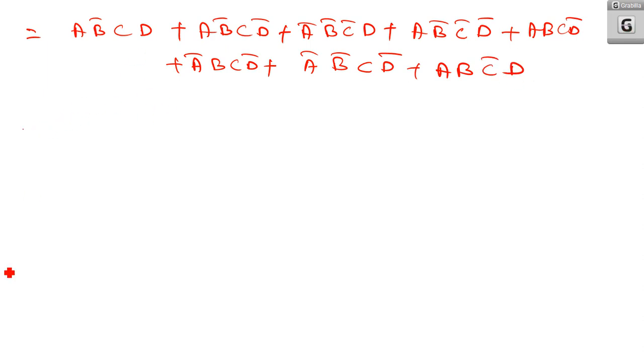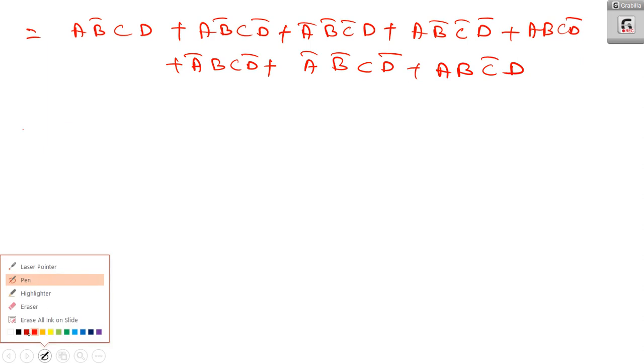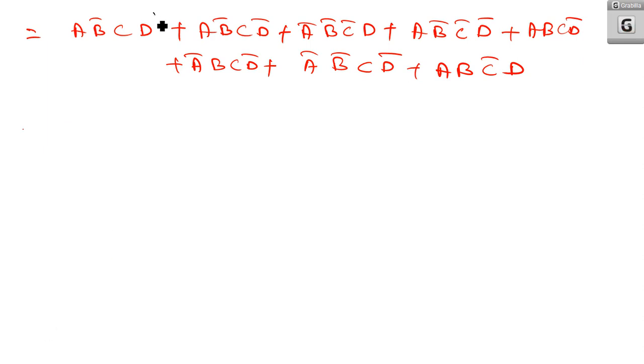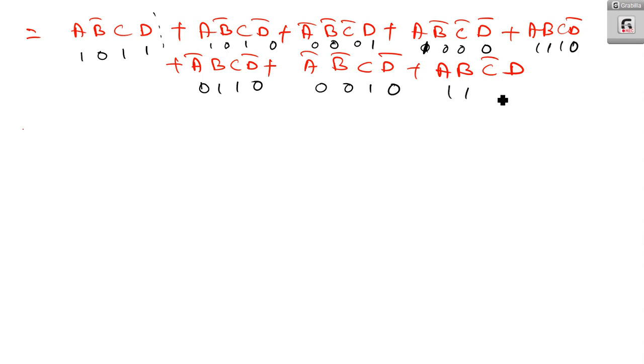So if I write the other part, that is, writing it in 0 1 form, that is 1 0 1 1. This becomes 1 0 1 0. This is 0 0 0 1, 0 1 0 0 0. This is 1 1 1 0. Then this is 0 1 1 0, 0 0 1 0, 1 1 0 1.